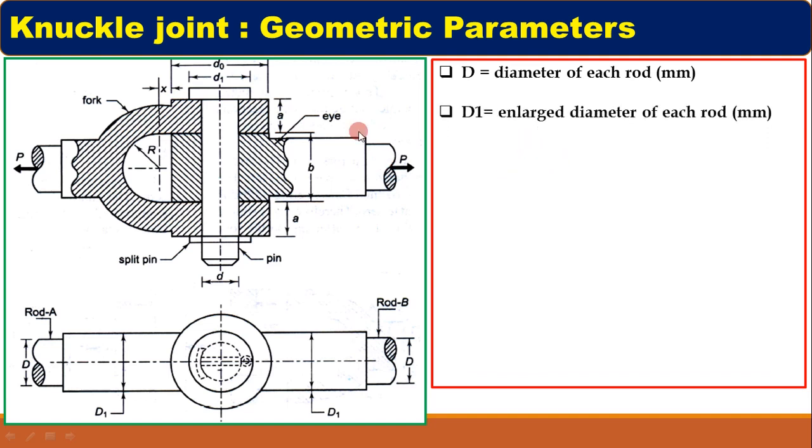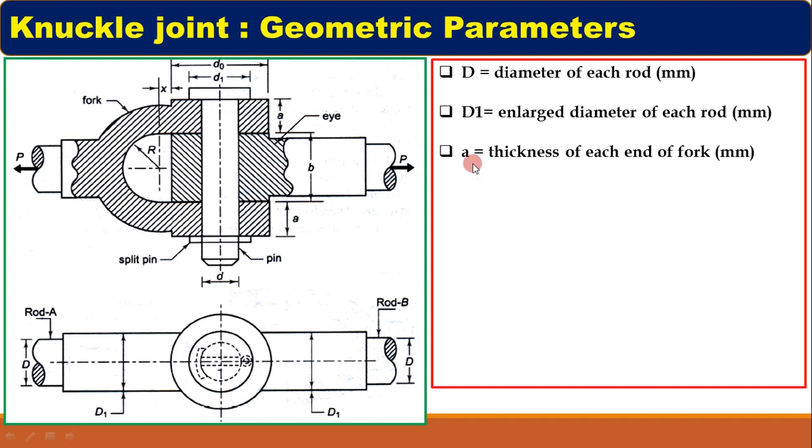Then capital D1. So you can see after this shaft diameter, this diameter is increased a little bit. That means one step is provided after this rod. Diameter is increased a little bit at this region. So this is denoted by capital D1, the enlarged diameter of each rod. On both the sides, diameter is enlarged in this region, and this diameter is same on both the sides, and that is capital D1, enlarged diameter of each rod.